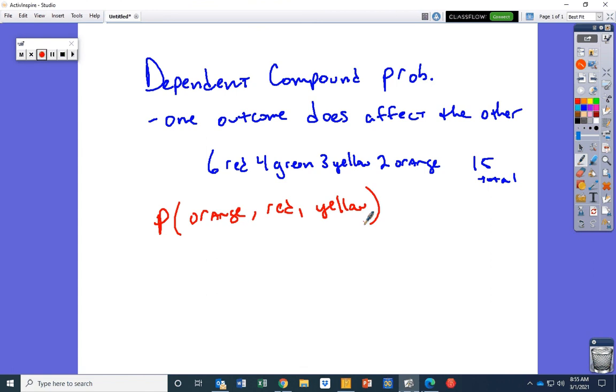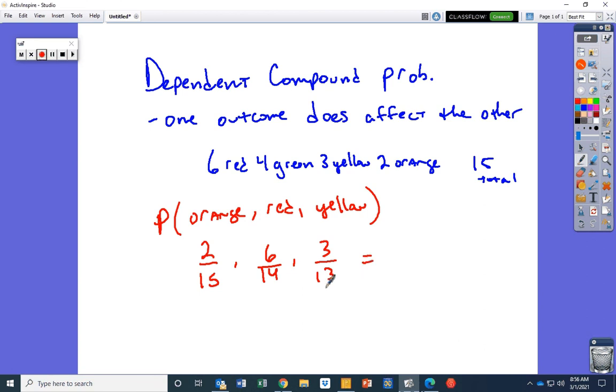Let's see. Okay. How many orange are there, guys? 2 out of how many? 2 out of 15. Okay, I took a Skittle out. How many are left, first of all? 14. How many are red? 6. Okay. No, I didn't take a red out. There's still 6 red in there. Okay. How many yellows are there? 3 out of how many? 13. Okay. Now I'm going to multiply these.